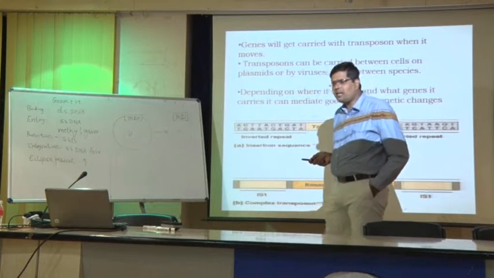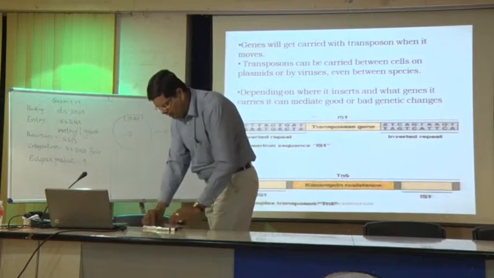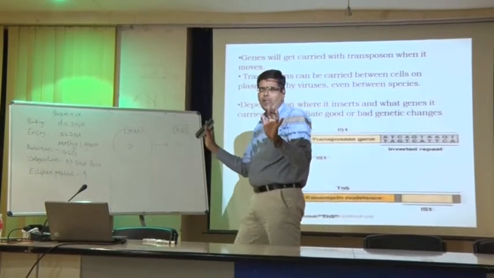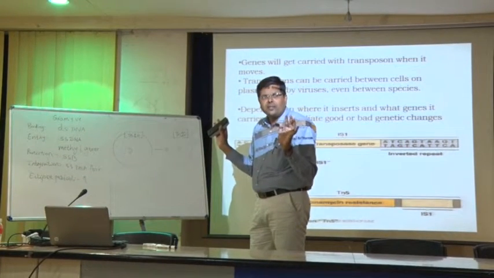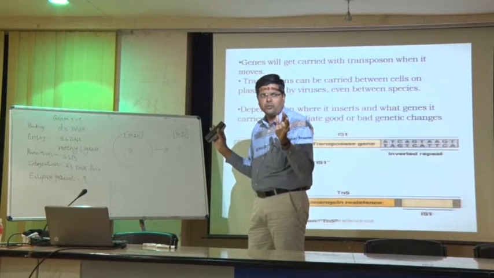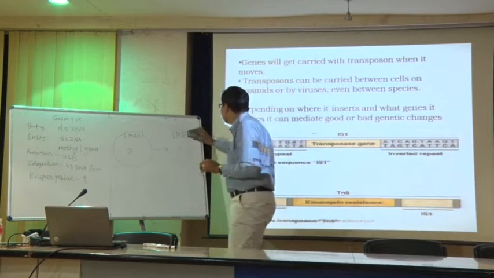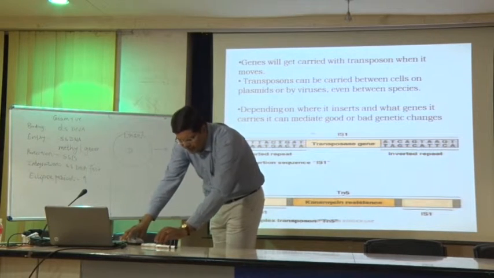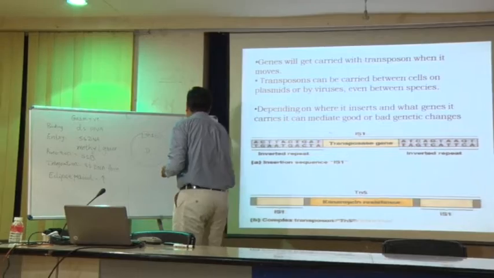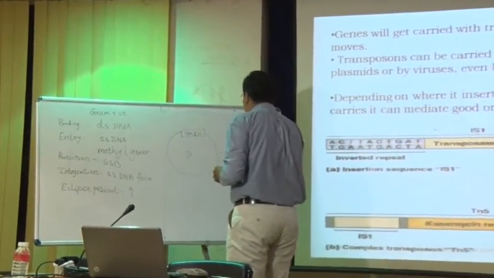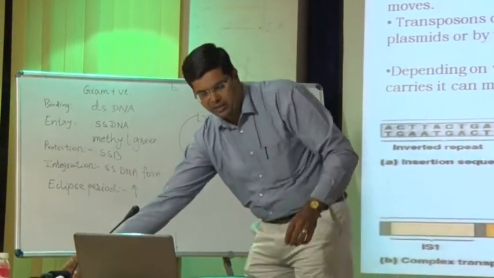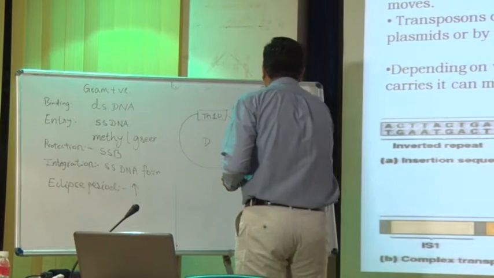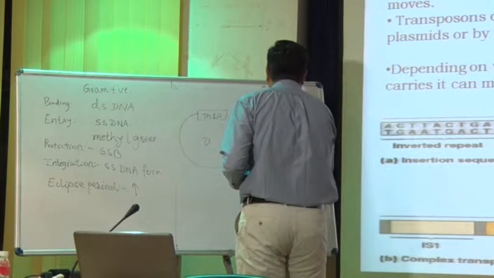Are you getting it? In case of the non-replicative transposon, what will happen? There is no replication of the transposon during the transfer, during the recombination, and that's why your recipient will contain it. Generally, the example for the non-replicative mode of transposition is the TN3 transposon. So here there is no replication.